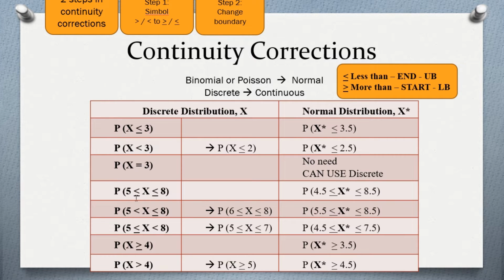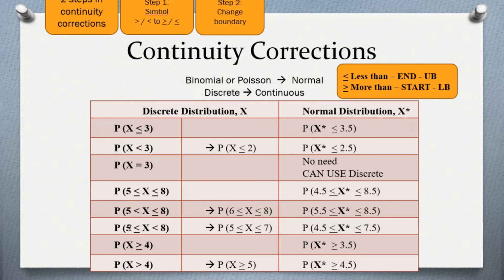Okay, when you have x more equals to 5, x lesser equals to 8, you need to change more equal to minus, right? See, more equal to you minus 0.5, lesser equal to you plus 0.5. That's why it becomes 4.5 to 8.5. Now when you have something like this, x is more than 5 but lesser than or equal to 8. If you have a discrete distribution, either binomial or Poisson, what are we talking about? If x is more than 5, we're talking about 6, 7, 8. You understand? Then only you do the continuity correction. Same thing, more equal to you minus 0.5, less or equal to you plus 0.5.